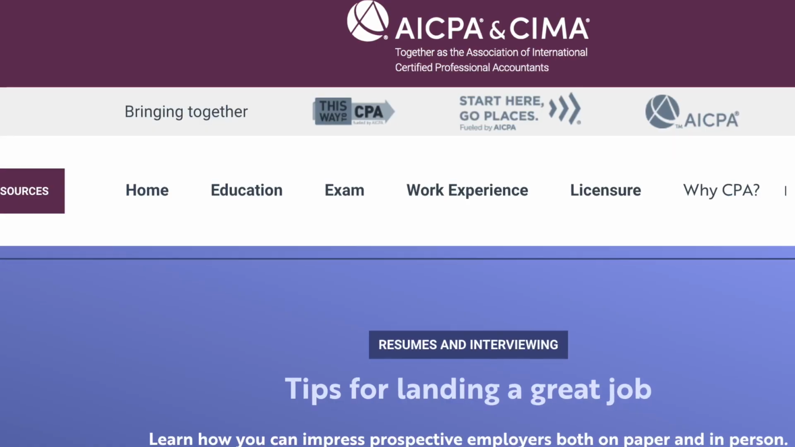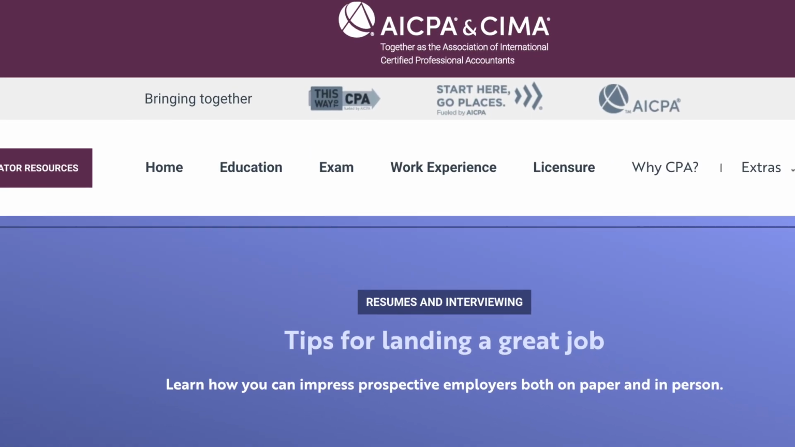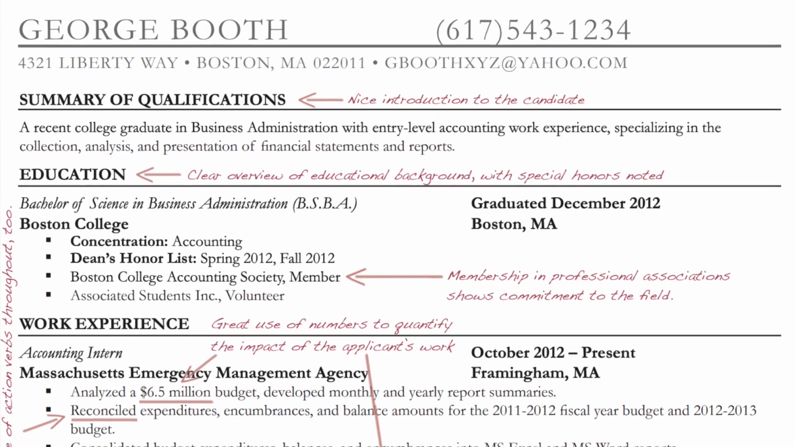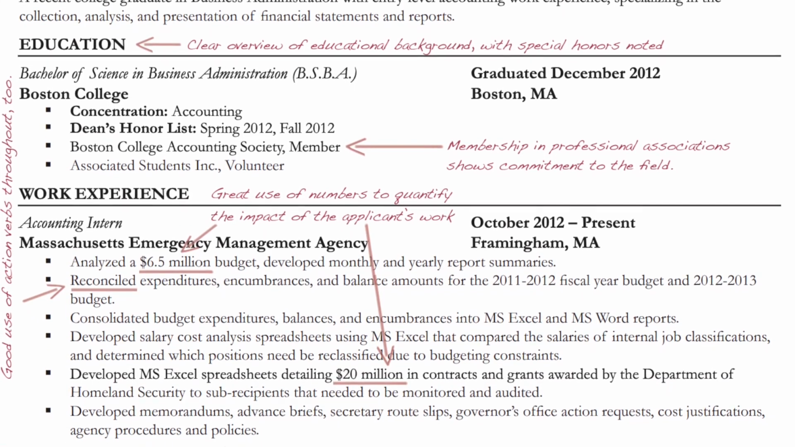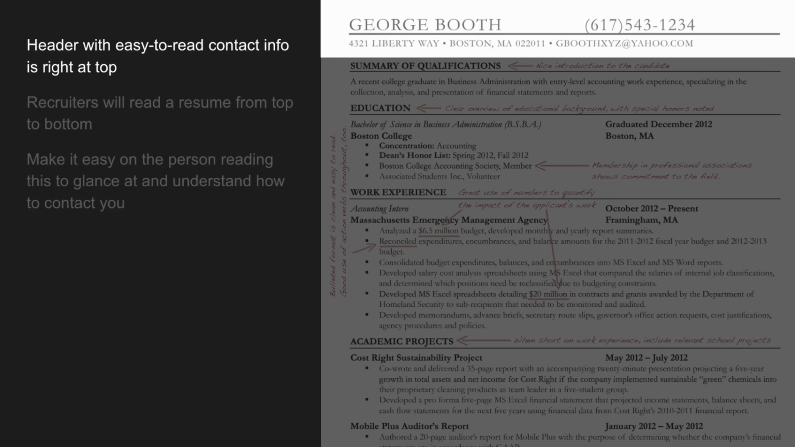Take a look at a sample resume provided by This Way to CPA. And the first thing I want to point out up front is that notice how it's a single column. It's one easy to read top to bottom view. It starts out with a header that includes a bright, bold contact name at the top along with key information.